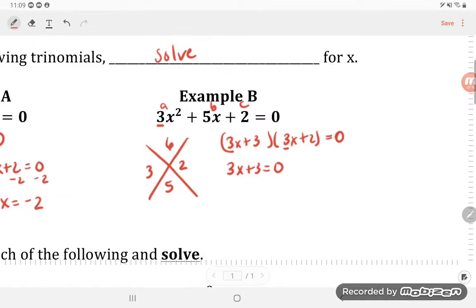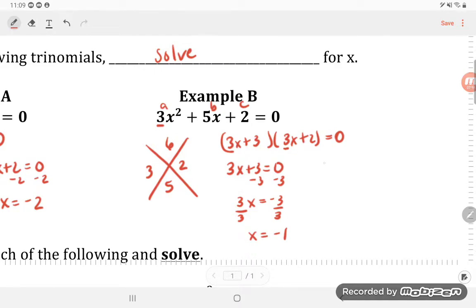So 3x plus 3 equals 0. I subtract 3 from both sides. That means 3x equals a -3. One last step. I divide both sides of my equation by 3. And x is going to equal a -1.